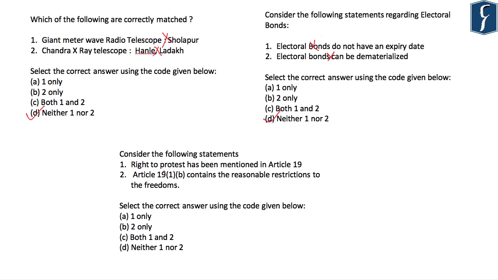Third question, consider the following statements. Statement 1: the right to protest has been mentioned in Article 19, which is incorrect. Although the right to protest has been interpreted from the provisions of Article 19, it has not been mentioned in the same article. And statement 2: Article 19(1)(b) contains the reasonable restrictions to the freedoms, which is incorrect as these restrictions are contained within Article 19(2), and hence again the right answer is neither 1 nor 2.